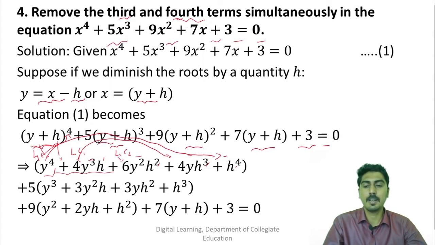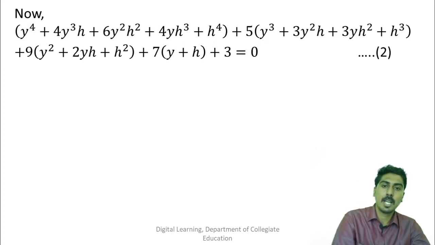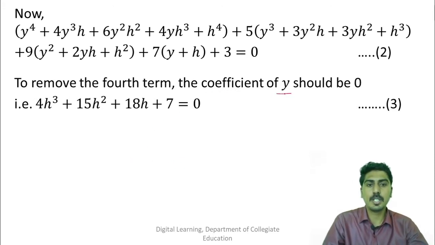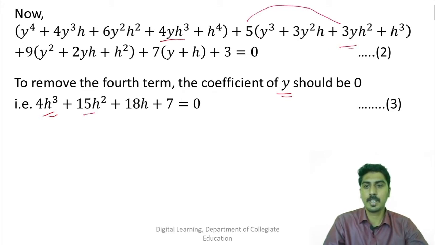Similarly, expand (y plus h) whole cube and (y plus h) whole square, and we get this equation. Now to remove the fourth term, the coefficient of y should be equal to 0. First let us find the coefficient of y: 4h cube, 5 into 3, 15 h square, plus 9 into 2, 18 h, plus 7. This should be equal to 0.